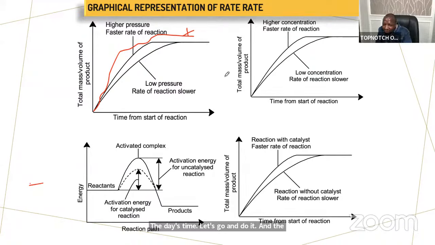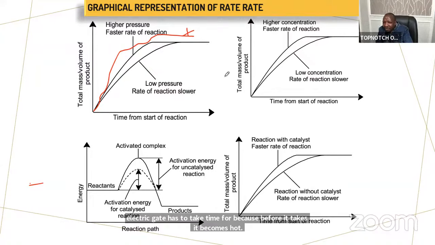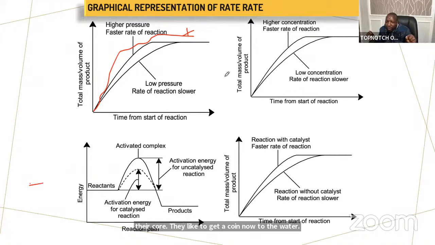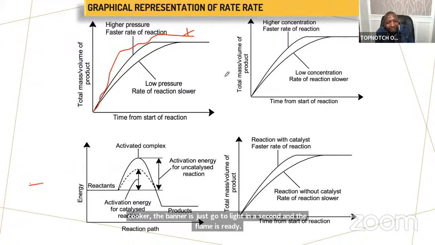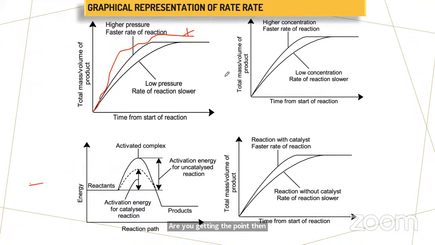Take one cup of water in a sufuria, and the same size of sufuria for the electric heater. First of all, the coil of the electric heater has to take time before it becomes hot. Then the heat can be transferred from the coil to the what? To the sufuria. But for the gas cooker, the burner is just going to light in a second and the flame is ready. Are you getting the point? Yes, that's the point.